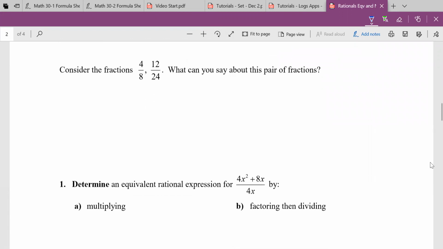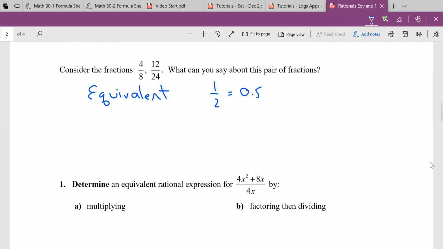If I consider the fractions 4 over 8 and 12 over 24, what I would want to say about these is that they're equivalent. How do I know they're equivalent? Well, I know they're both equal to a half, or 0.5. So what makes them equivalent is that they have the same value. Okay, how did I figure that out so quickly?